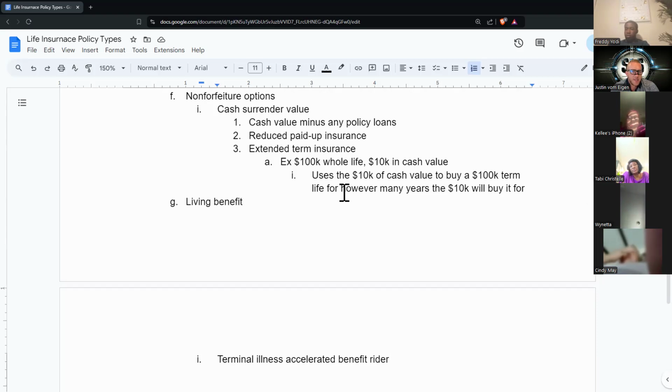A viatical settlement is when someone sells their policy. So say they're like, hey, I have a $100,000 policy. Doctor said I'm going to die in 5 years. I'll sell it to you for $70,000 because I need the cash now. I can't wait. And the person says, all right, cool, I'll claim 100K when you die, or whatever the case is. It's like you're profiting off someone dying. It's not that cool. It's kind of messed up.